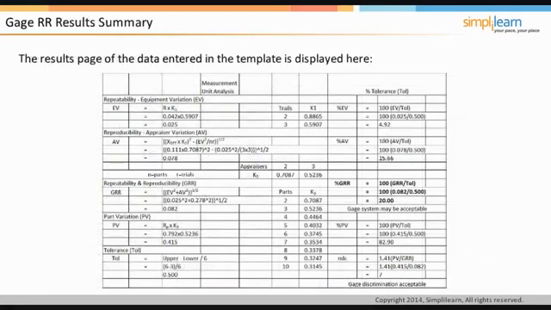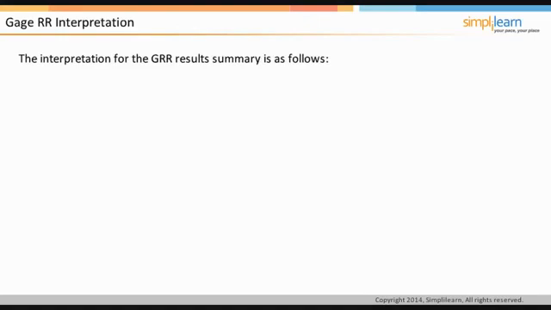The sheet on the screen displays the results for the data entered in the template in the previous screen. Please spend some time to go through the data for a better understanding of the concept. In the following screen, we will look at the interpretation to this results page. The percentage GRR value is highlighted in the center right of the table in the previous screen. There are 3 important observations to be made here about the gauge RR study.